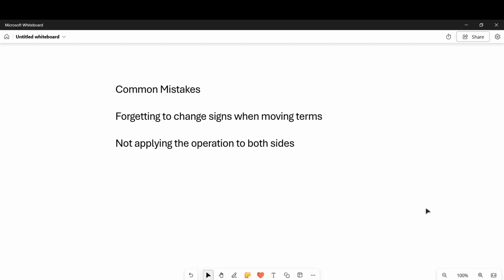Let's see some common mistakes that happen when we try to solve a linear equation. The first one is forgetting to change signs when moving terms. An example is when we divide by minus 3 on both sides, we need to put minus 3. It should not be 3. If you forget to put the minus sign on both sides, the answer is not the same. So when we remove the minus sign, do not forget to put the minus.